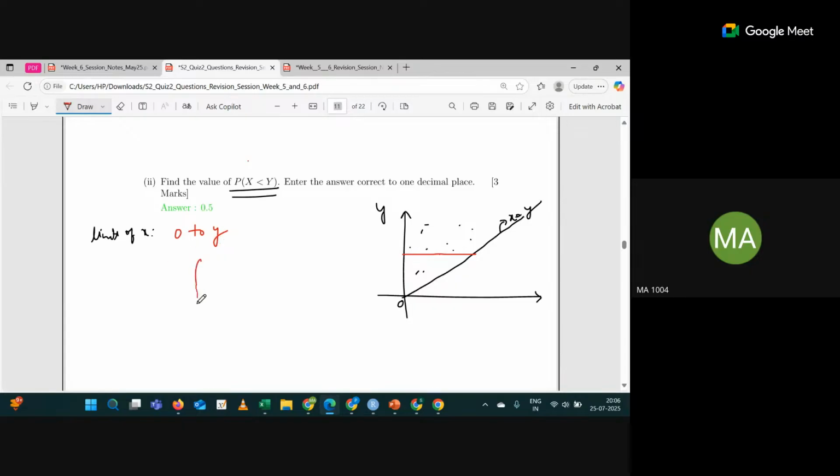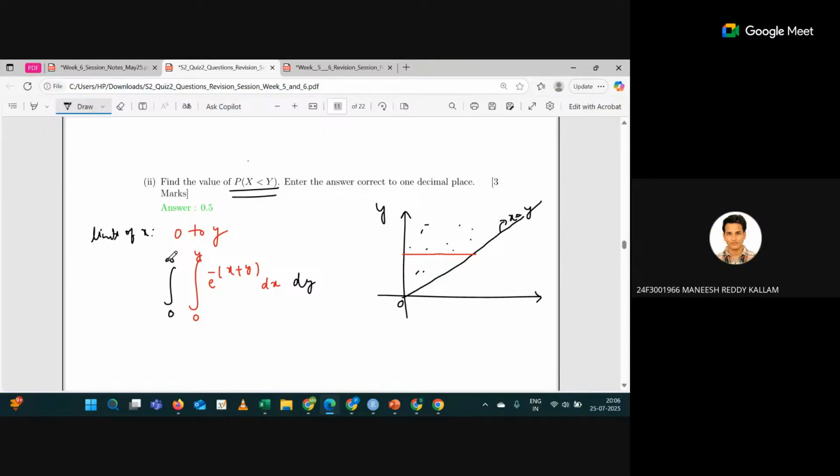Now what I will do, I will integrate. So this is 0 to y of f(x,y), which is e raised to minus (x plus y). So this is the limit of x. Now, what will be the limit of y overall? Which is 0 to infinity. You have to solve this equation. That's all.